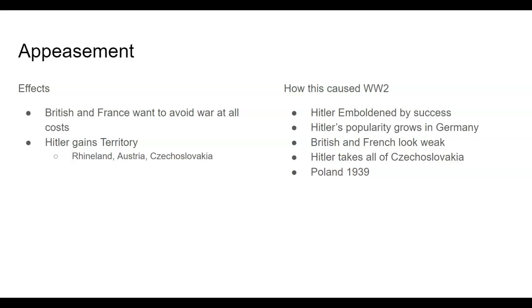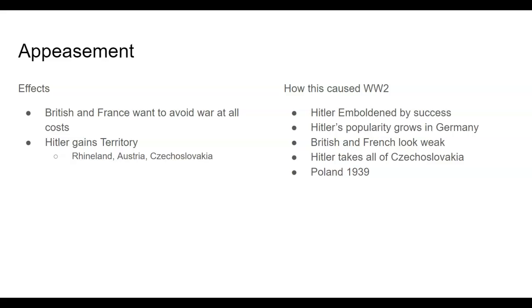Okay, lastly, of the stuff we've done to this point is appeasement. The causes of this: Britain and France want to avoid war at all costs. This is a major reason why the policy of appeasement develops. Remember that. Hitler got territory out of this. The most significant phase of appeasement was Czechoslovakia, but when he did the Rhineland, when he did Austria, the Allies, France and Britain, did nothing to say, hey, wait a minute.